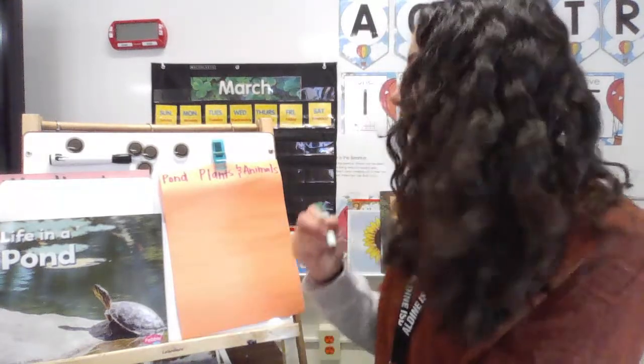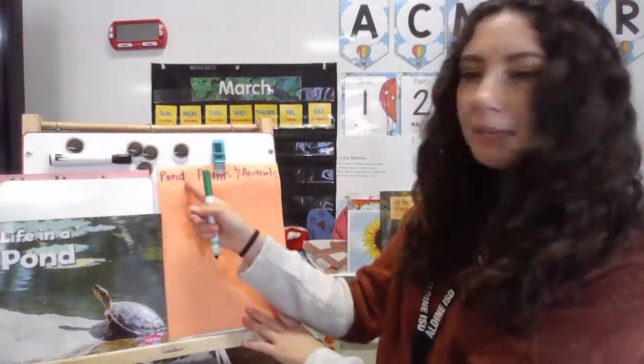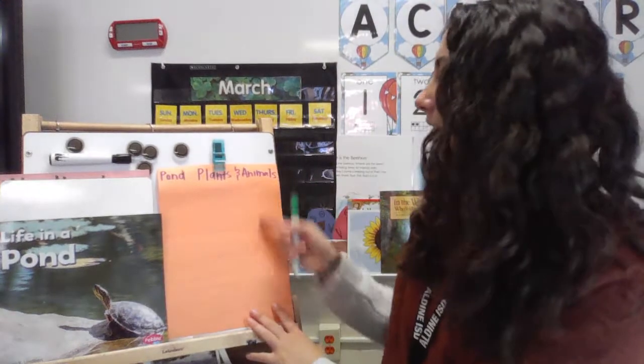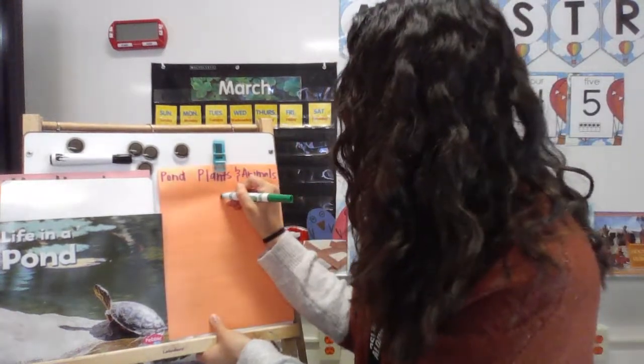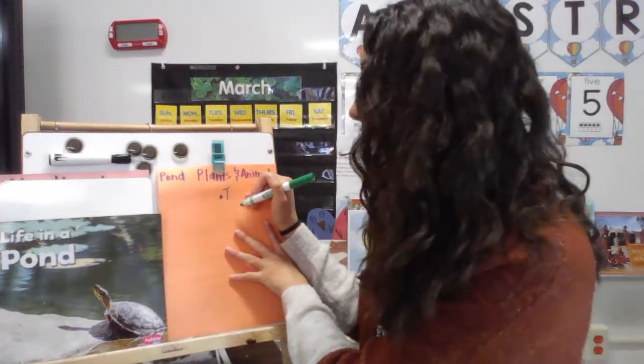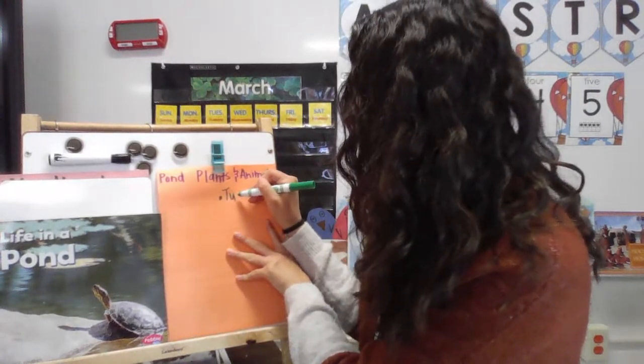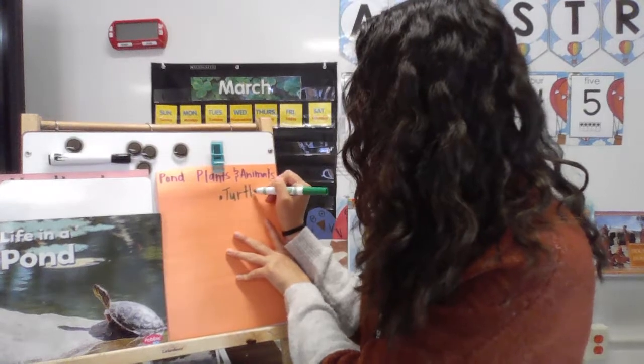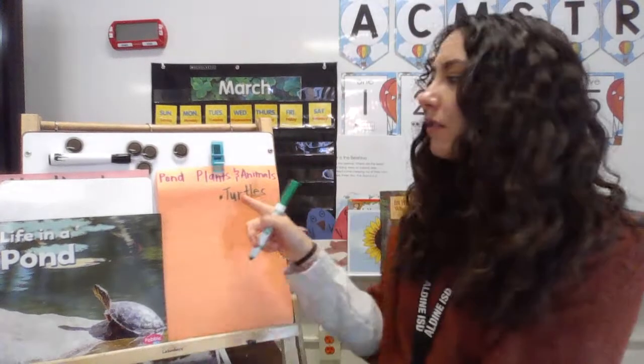Very good. Let's start out with this animal. This animal is a turtle. Very good. So we're going to write plants on this side and animals on this side. Let's start out by writing turtles. Turtles live in and around a pond. Turtles live in the pond habitat.